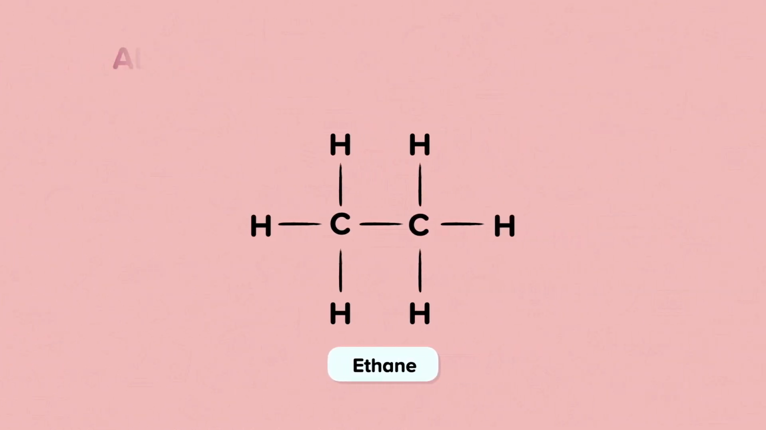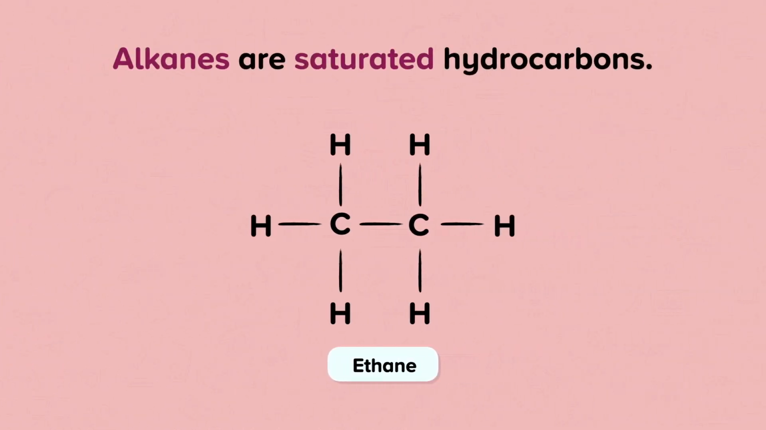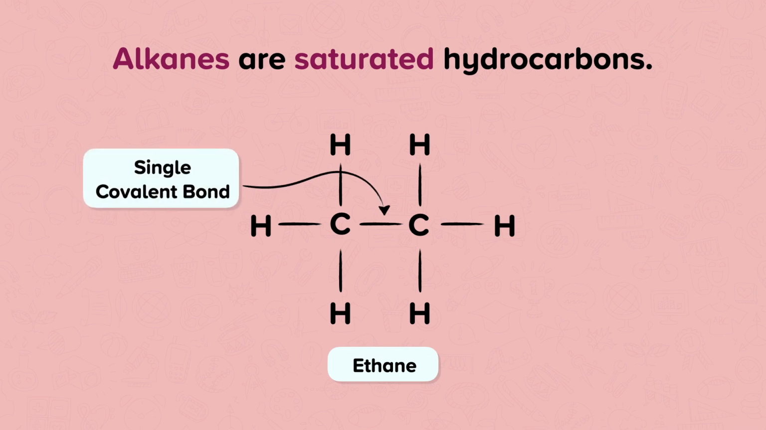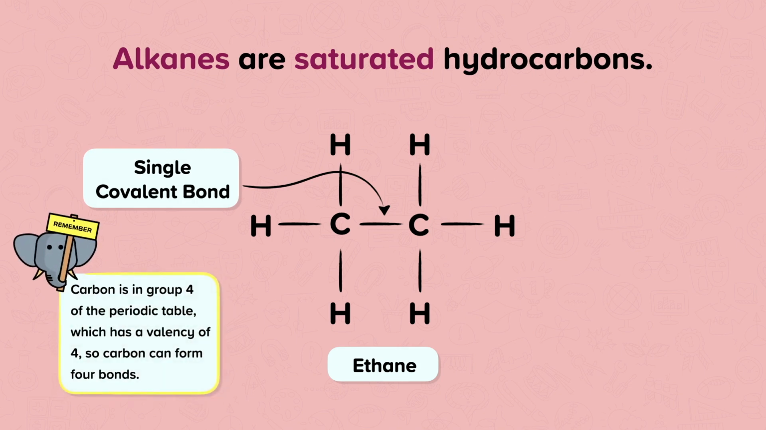Alkanes are saturated hydrocarbons. This means that the carbon-carbon bonds in alkanes are single covalent bonds, so they contain the maximum possible number of hydrogen atoms per carbon atom. Remember, carbon is in group 4 of the periodic table, which has a valency of 4, so carbon can form 4 bonds.